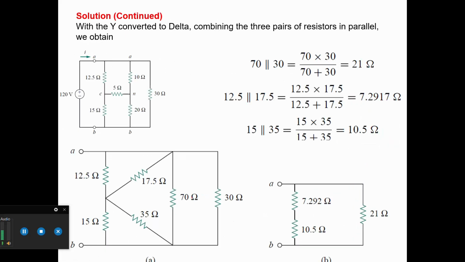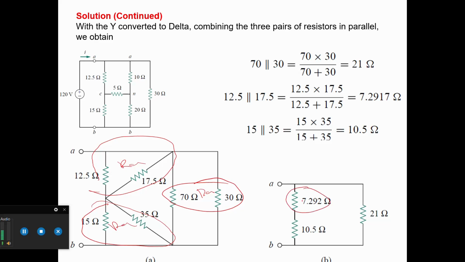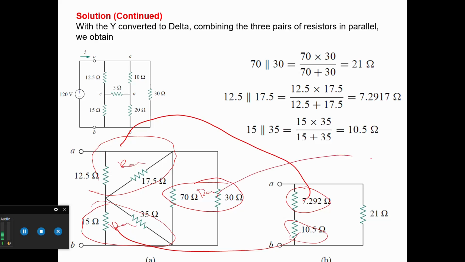In this circuit, you can see that these two are now in parallel, these two are in parallel, and this 70 and 30 is in parallel. So you solve each in parallel and get the equivalent values from each side, which are in series. Now this part is in parallel with this part. You can solve this in parallel: 21 is parallel with this plus this.